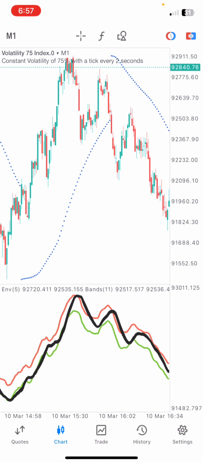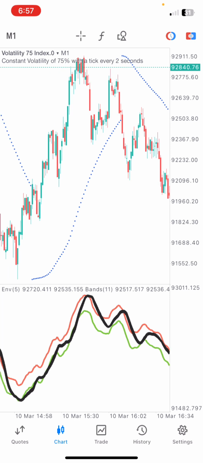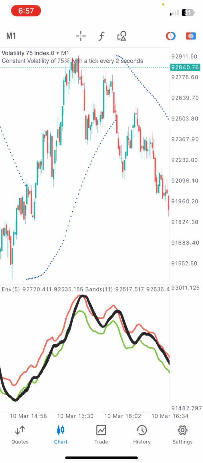Now, what are the things you need to do? What are the things you need to see when you want to take a trade with this strategy? Now, these are the things you need to see before taking a trade with this strategy. Now, you want to make sure that you check the trend. Okay, the first thing you take note of is that you want to know the trend. Now, note the trend is going to be the work of the Bollinger Bands.